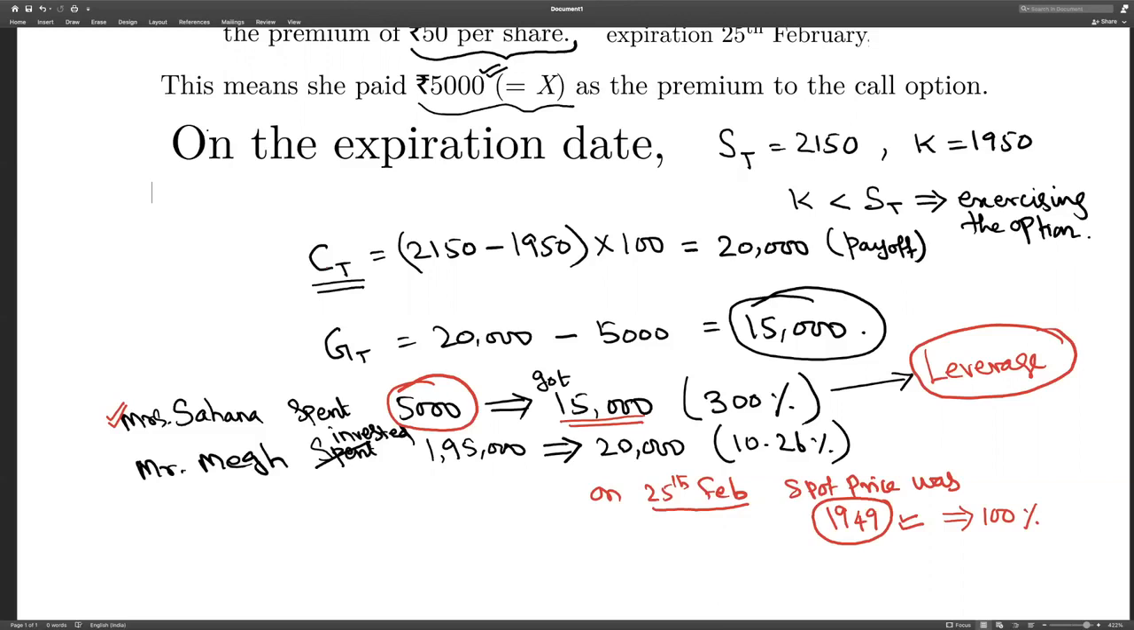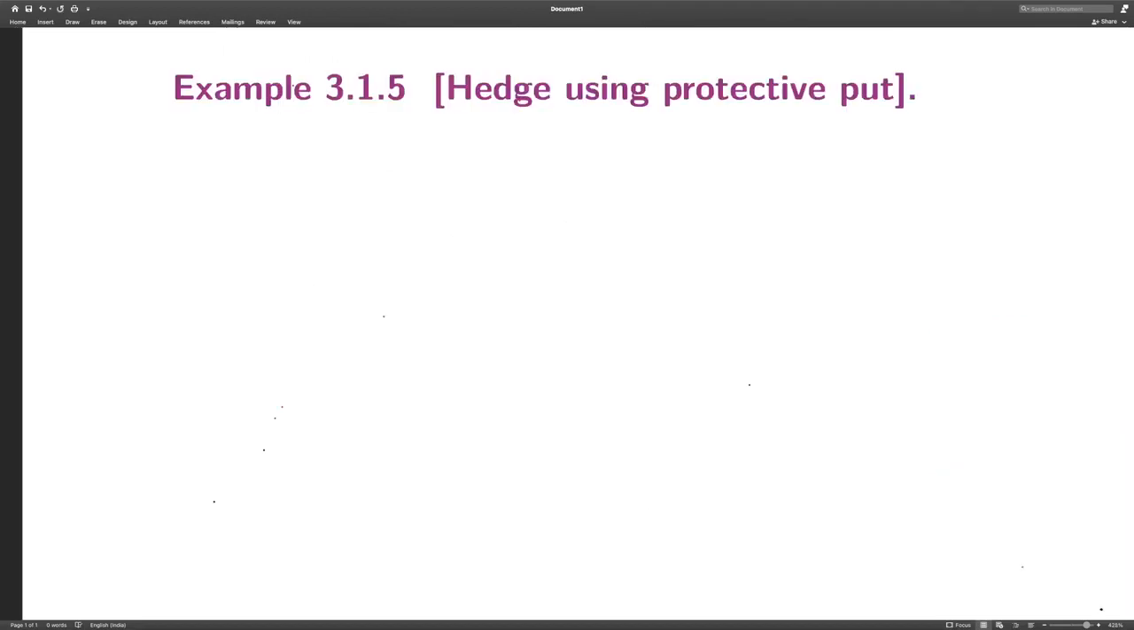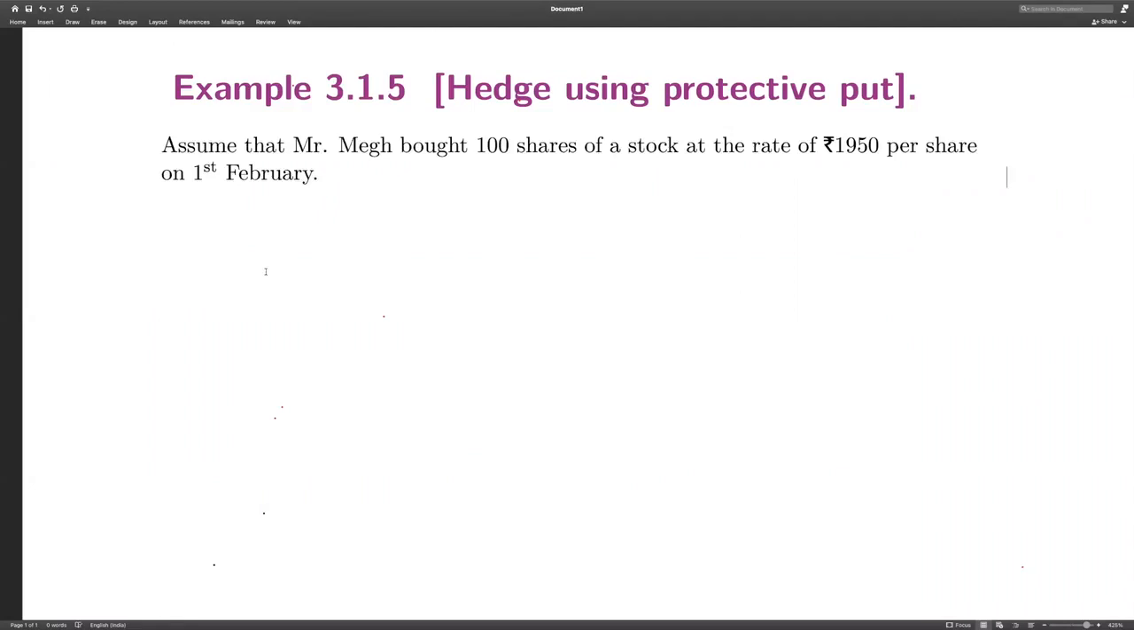Contrary to this is a hedging idea. Again, I will explain the hedging idea through a simple example. The strategy that we are going to see in this example is called protective put. Assume that Mr. Meg bought 100 shares of a stock at the rate of rupees 1950 per share on 1st February. Why did he buy? Because he might have anticipated or predicted somehow that the stock price will go up maybe by the end of February, and hence he had the intention of selling these 100 shares at the month end.